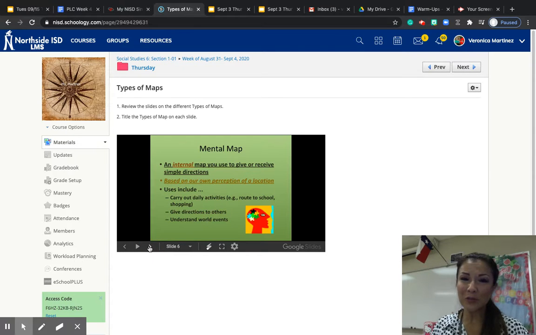Then you have a mental map. Now, this is really important because on Monday, we're going to give you your first major grade. That's a project on a mental map. Okay. And we'll give you the rubric then, explain a little bit further. So a mental map is your perception of a location, right? It's an internal map that you use in your head on how to receive and how to give directions.